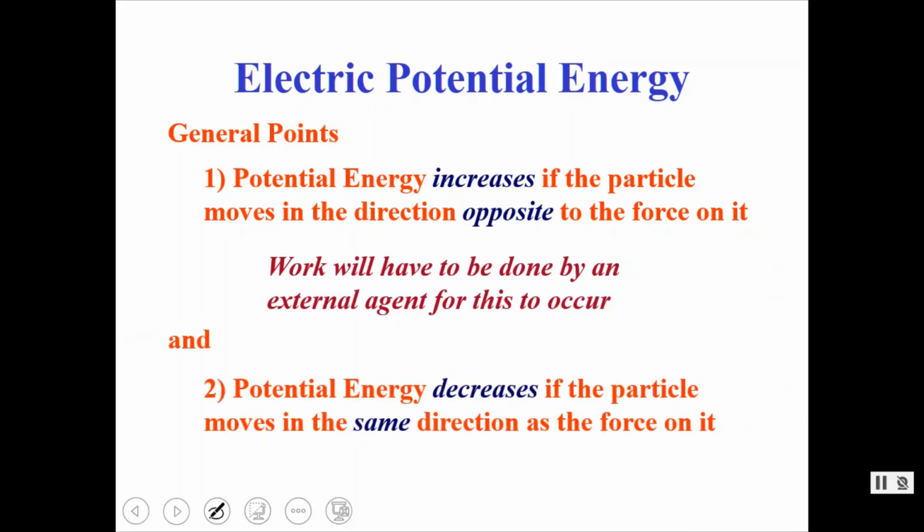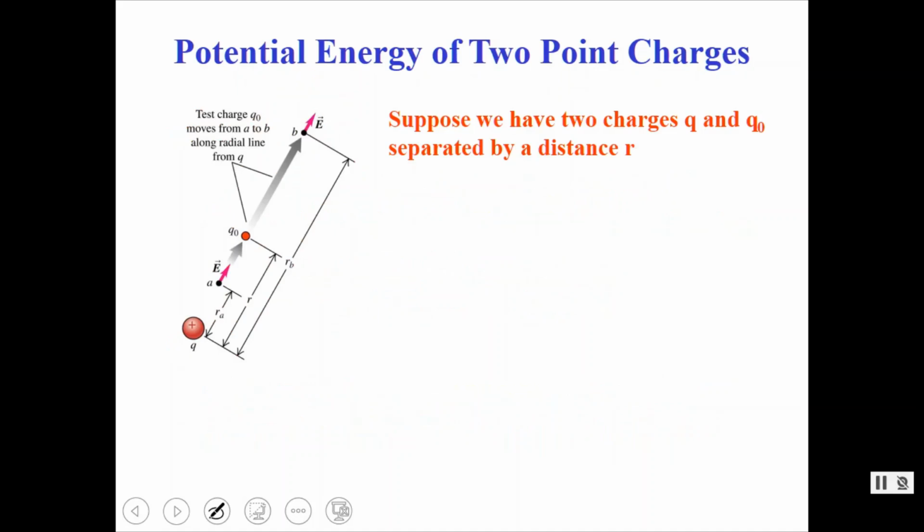Potential energy is going to decrease if the particle moves in the same direction as the force on it. It's like a falling object. Now, that was a uniform electric field. Let's take a look at a non-uniform electric field.